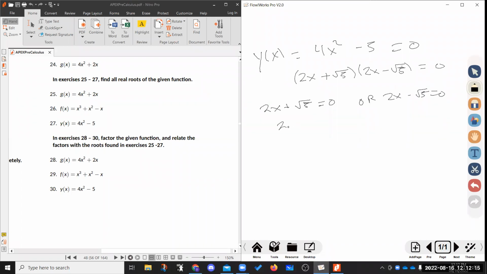And solve. 2x is equal to root 5. X is equal to root 5 over 2. Or 2x is equal, this is negative, is equal to negative root 5. X is equal to negative root 5 over 2. This is positive. So my solution set is negative root 5 over 2, positive root 5 over 2.